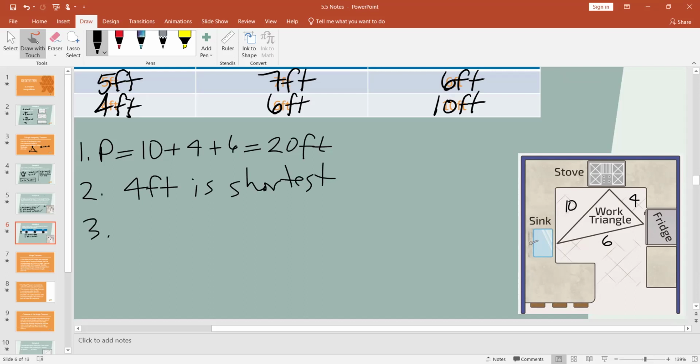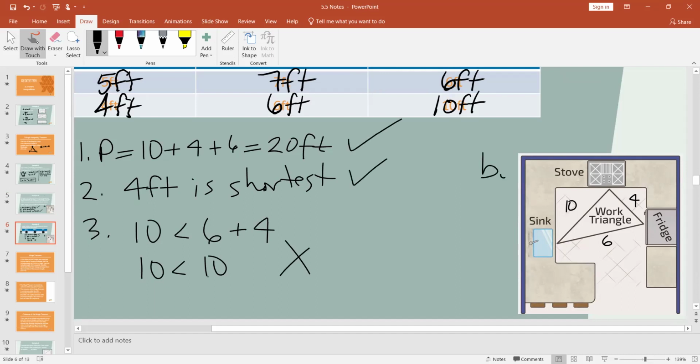And then the third is we take the longest side and check that it is less than the other two sides added together. In this case, 10 is not less than 10, it's equal to. So this actually creates collinear points. So it does not meet the last requirement. So option B is not a valid work triangle.